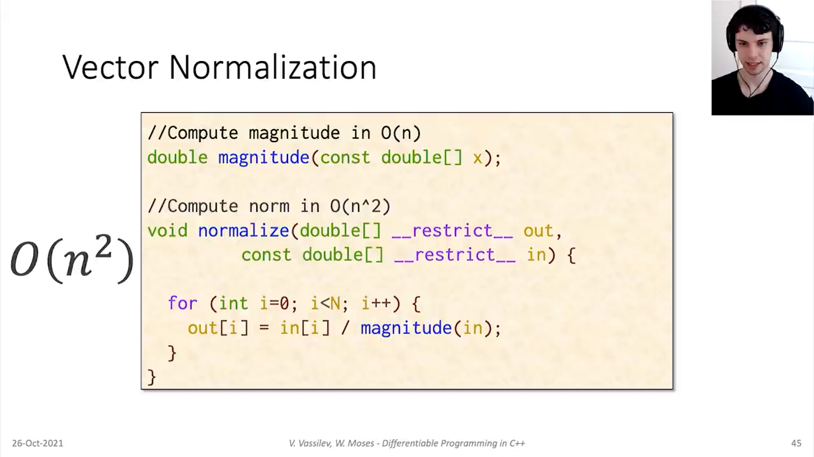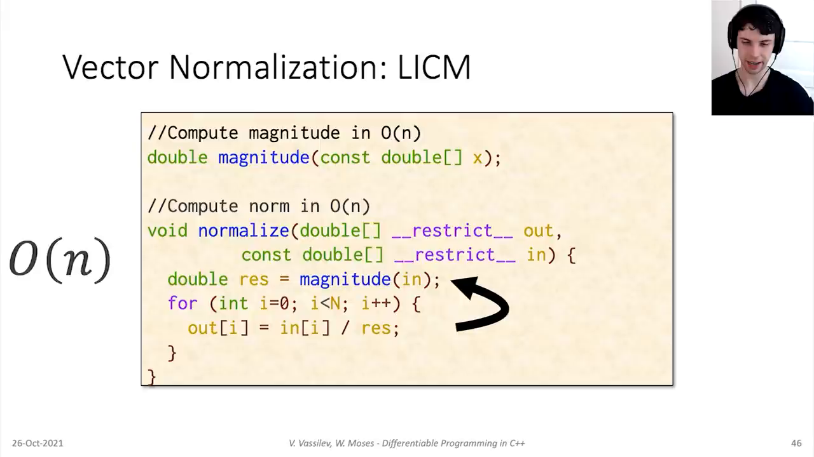Now, any good compiler worth its salt will say, okay, this magnitude function is not changing between iterations of the loop. What if we just compute it once outside the loop, and then we use that same variable for every iteration of the loop? This reduces our runtime from the previous O of n squared down now to a simple O of n, a dramatic speedup.